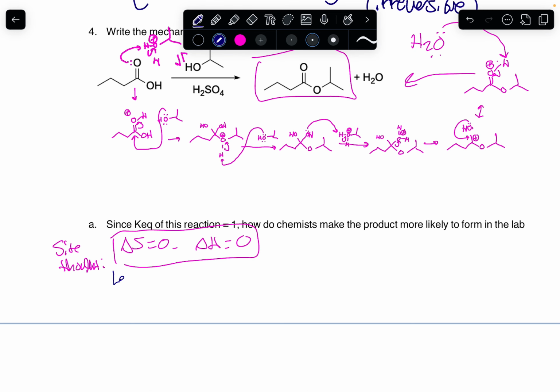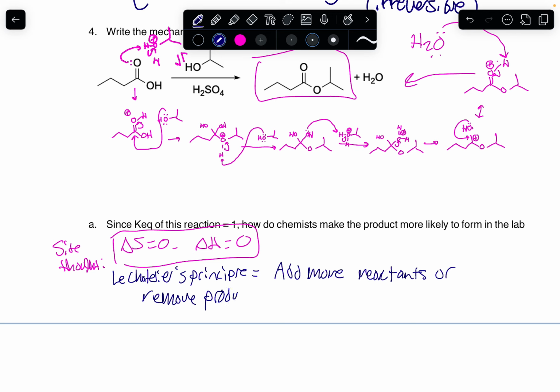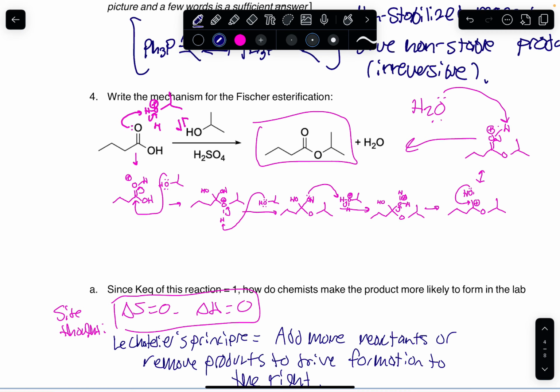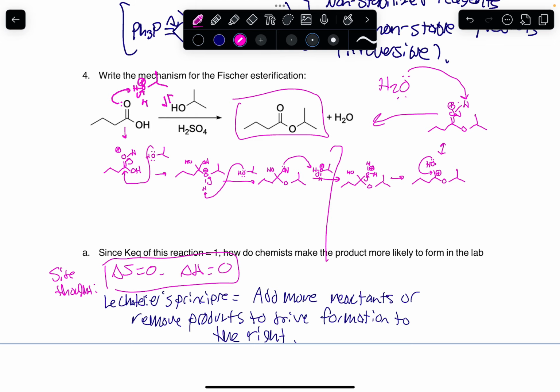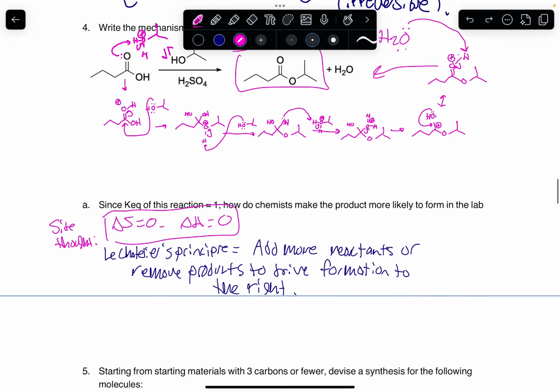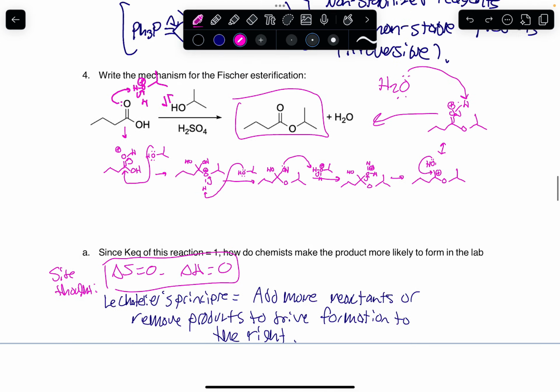We drive this using Le Chatelier's principle. So we add more reactants or remove products to drive formation to the right. So to compensate for the fact that we're not really forming much at equilibrium, we want to keep the reaction out of equilibrium by just adding a ton of reactants that can go ahead and react. Or we can remove products. You guys have done this in lab. We can use, like, calcium chloride or sodium chloride or something like that to get rid of water. We can do that and then make more of the ester product.